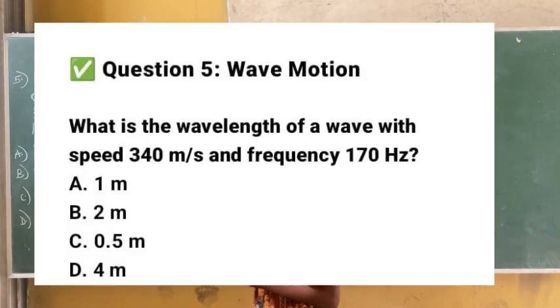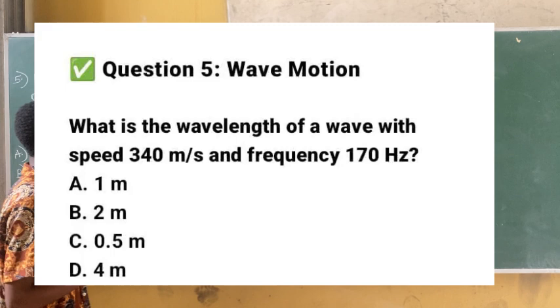Question 5 says, what is the wavelength of a wave with speed 340 meters per second and frequency 170 Hz? Option A says 1 meter. Option B, 2 meters. C, we have 0.5 meters, and D, we have 4 meters.